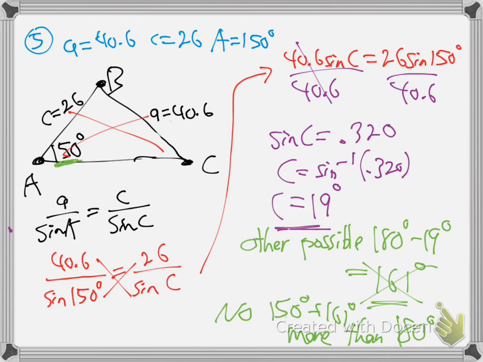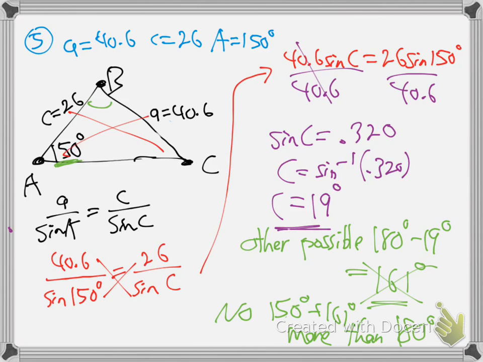Not possible. We're done right there. Yeah? How come you don't add the 150 to 19 and then subtract whatever we get from 180? Yeah, that's exactly what we will do. If we wanted to go on for the rest of the problem, that would be how I would find the third side. Good question.